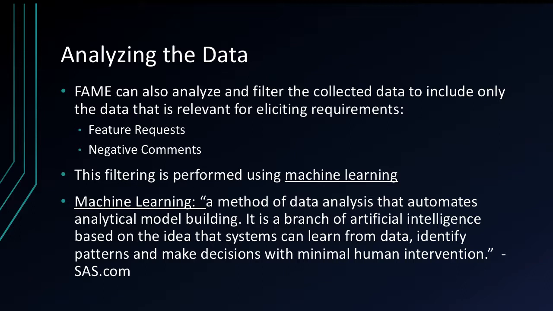Okay, not only can FAME combine data, it can also analyze the data to help filter it to what would be most useful for eliciting new requirements. So for example, it can present only the feedback that includes requests for new features or the feedback that's negative. And it's able to classify the feedback in this way using machine learning, which is defined as a method of data analysis that automates analytical model building. And it's a branch of artificial intelligence based on the idea that systems can learn from data, identify patterns, and make decisions with minimal human intervention.